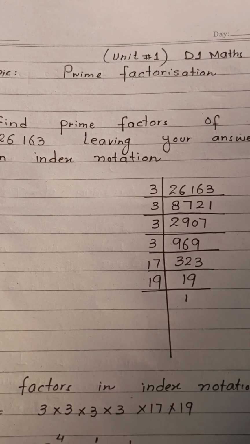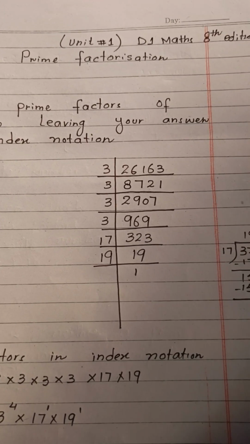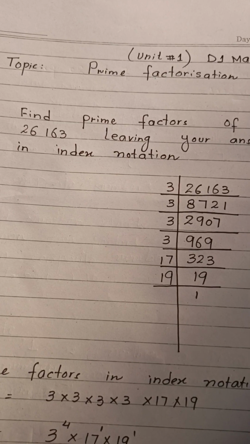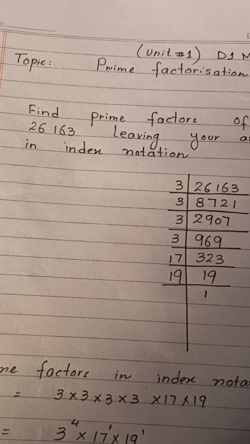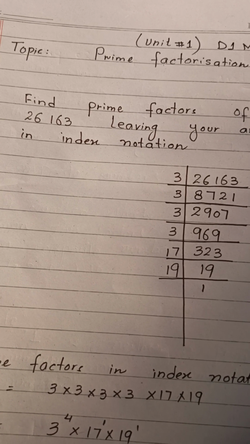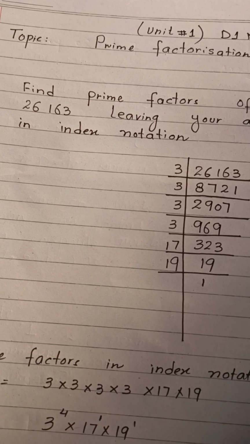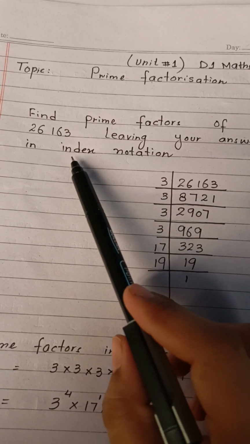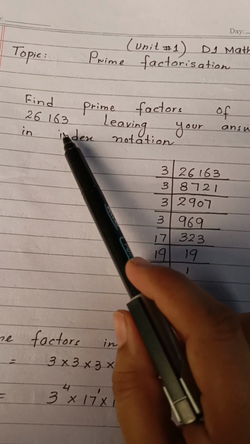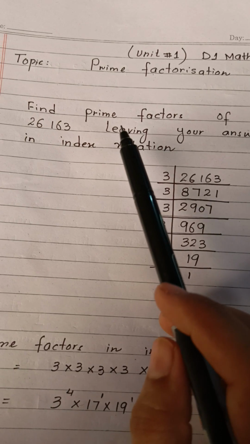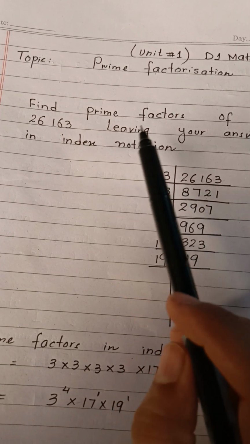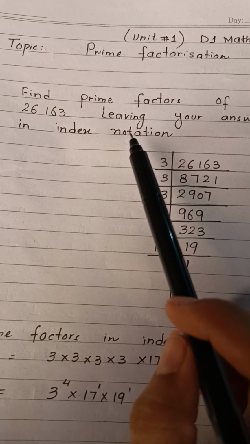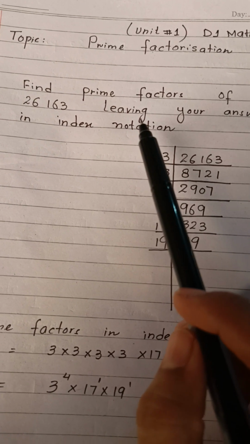We were doing unit number 1, D1 Maths, 8th edition, and the topic is prime factorization, right? Prime factorization means you have to split your number into its prime factors. For example, I have a question: find prime factors of 26,163. You have to find the prime factors and then leave your answer in index notation. Write down your answer in index notation, right?